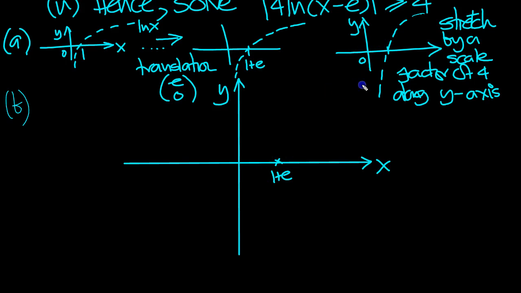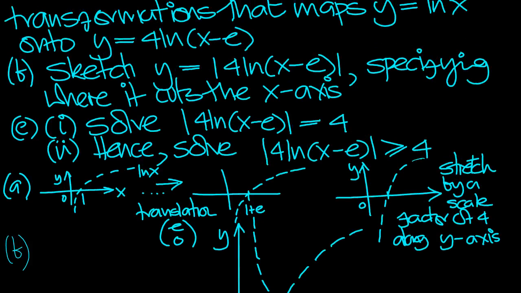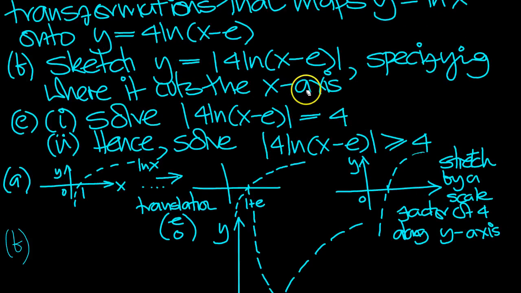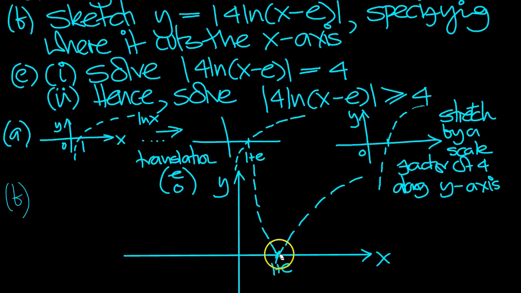I'm using a digital pen, so I'm going to have to use dashed lines if that's okay, because it's difficult to sketch. Like so. And, oh, it's the modulus, isn't it? So these negatives flip to positive, don't they? So we need to draw the positive ones in, like so. And the negative ones, of course, disappear because they become the modulus positive values. So there's the graph. Then part B, specifying where it cuts the x-axis, which we've done here.